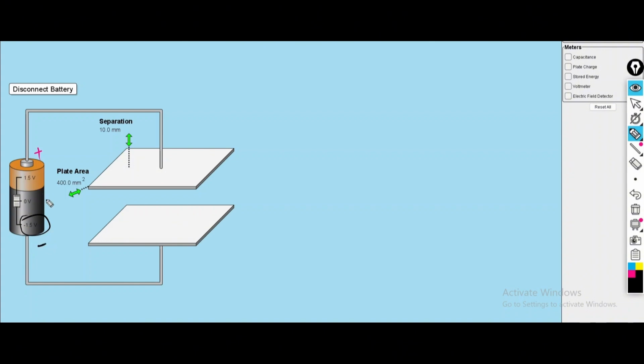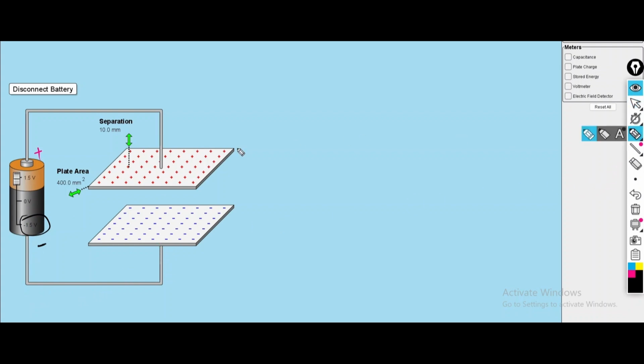Now the battery is off and I am going to turn it on. Before turning on the battery there is no charge on these plates. Now I am going to turn on the battery. As this plate is connected through the wire to the positive terminal of the battery, the positive charge will move to this positive plate, and in the same way the negative charge moves to this negative plate.